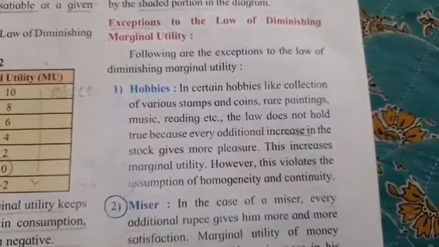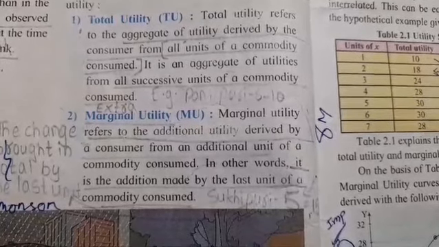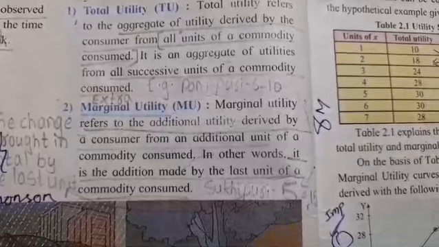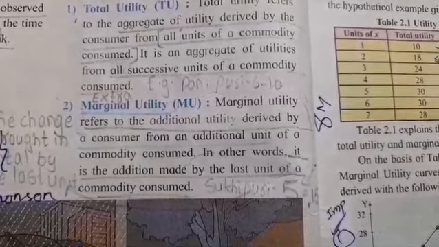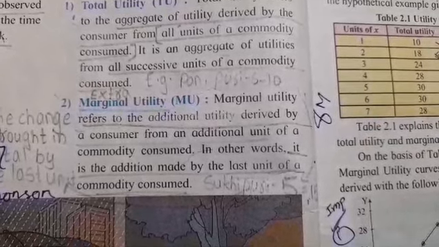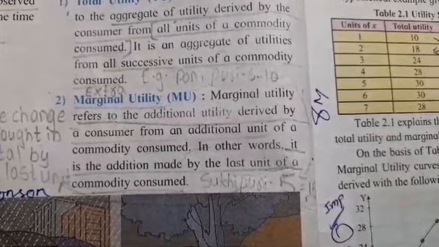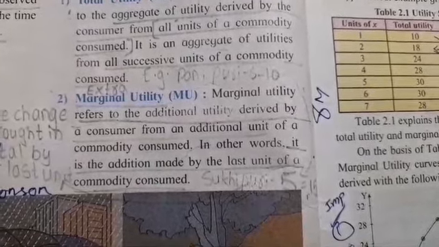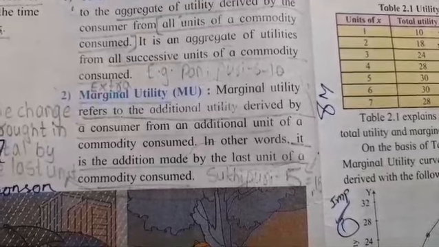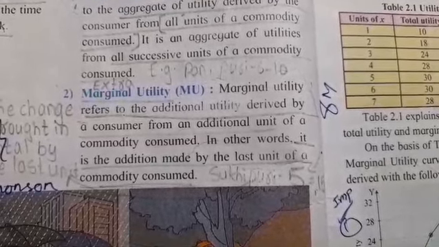Exception to the law of diminishing units of a commodity consumed. Second, marginal utility. Marginal utility refers to the additional utility derived by a consumer from an additional unit of a commodity consumed. In other words, it is the addition made by the last unit of a commodity consumed.